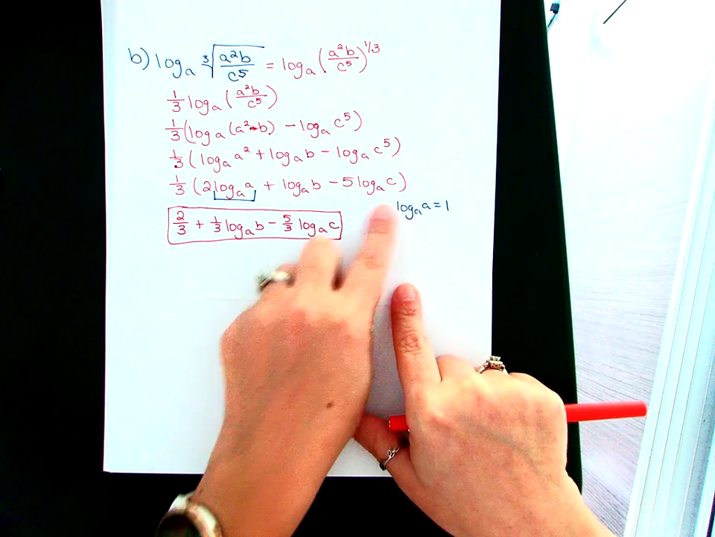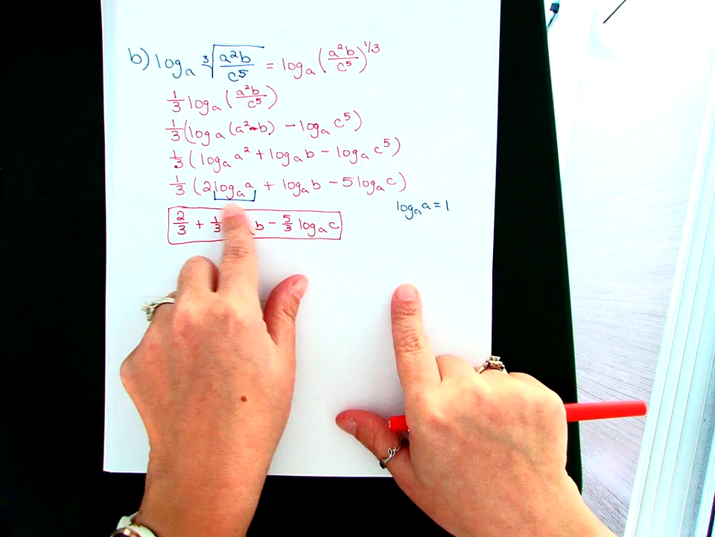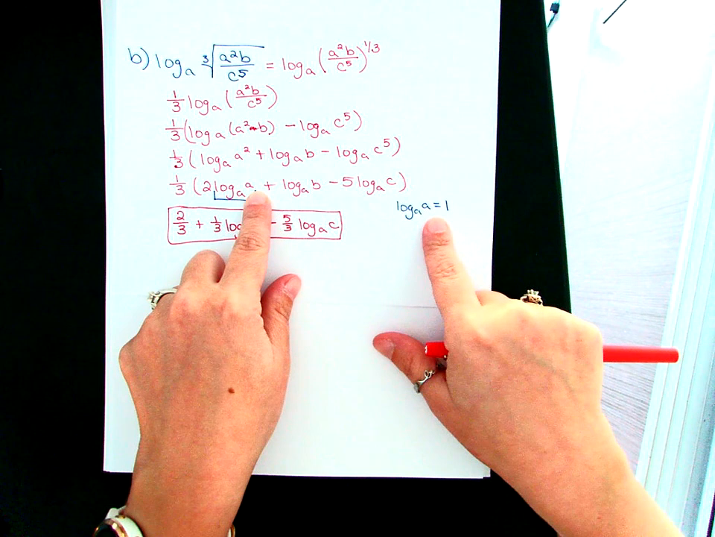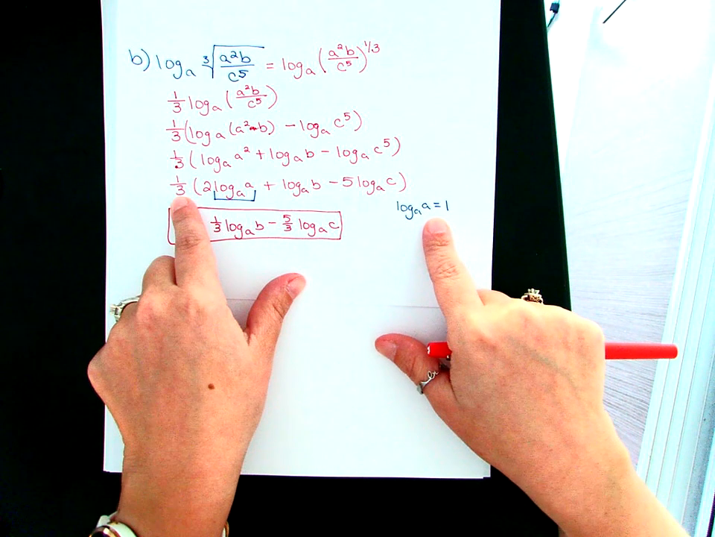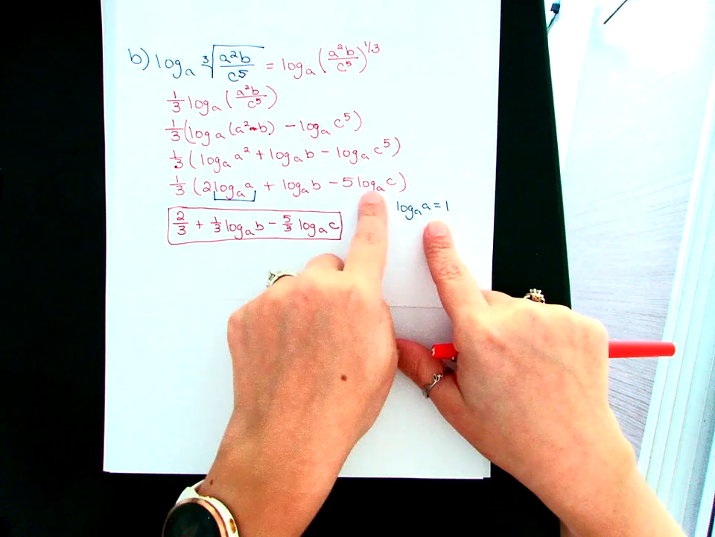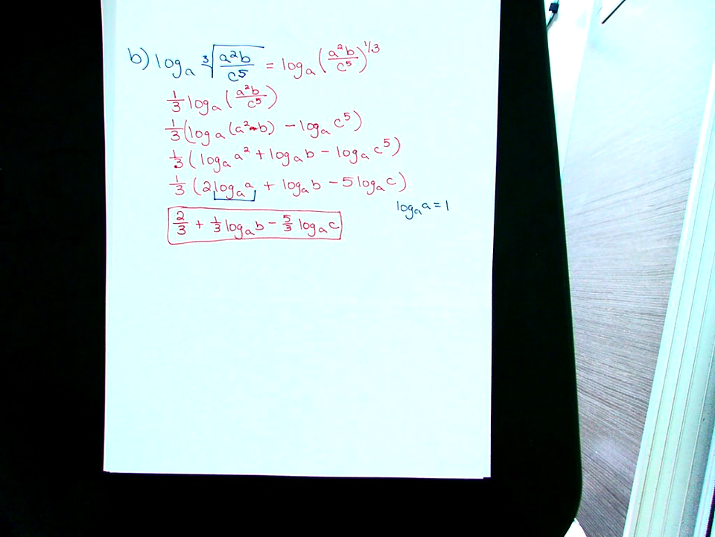Then I got rid of my log base A of A because that's 1. And I distributed my 1/3 into each of my logs that were left inside. So you get 2/3 plus 1/3 log AB minus 5/3 log AC.